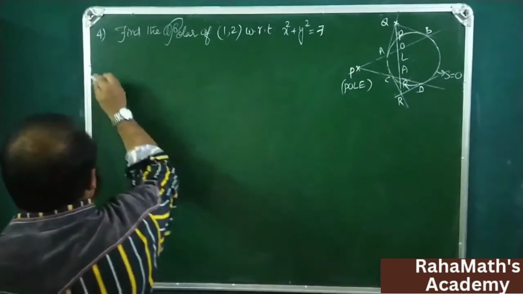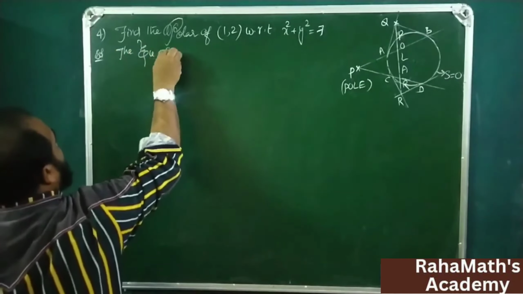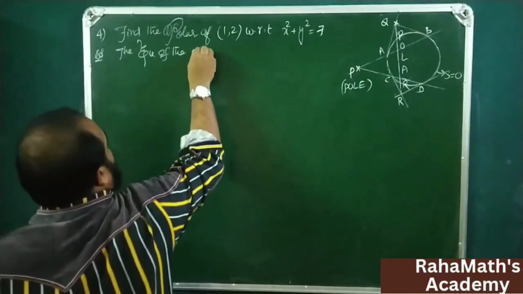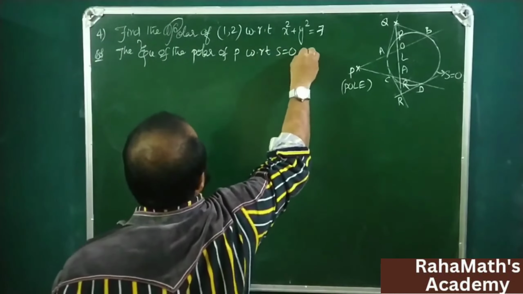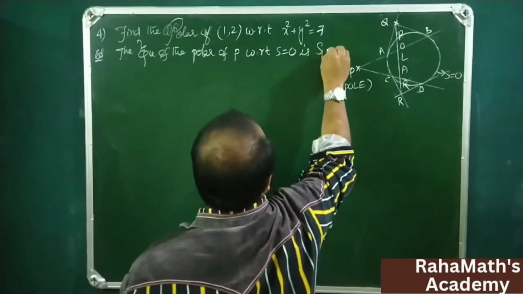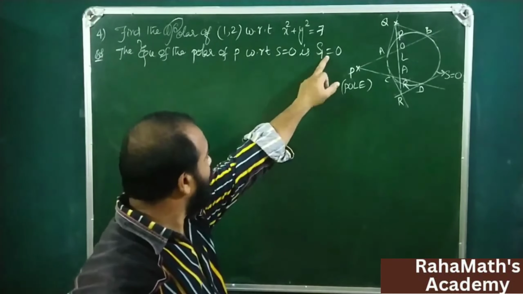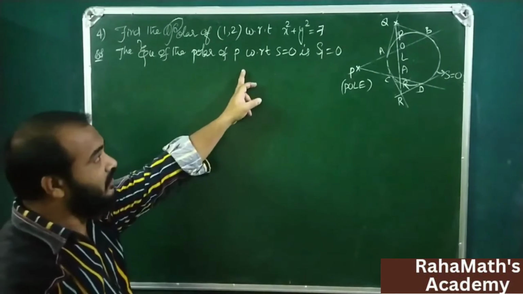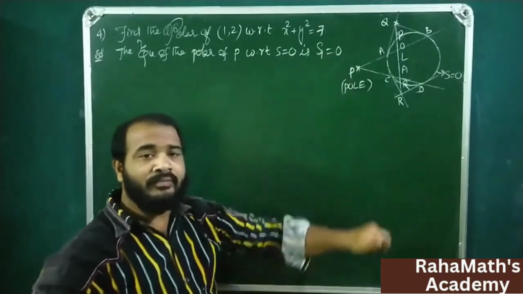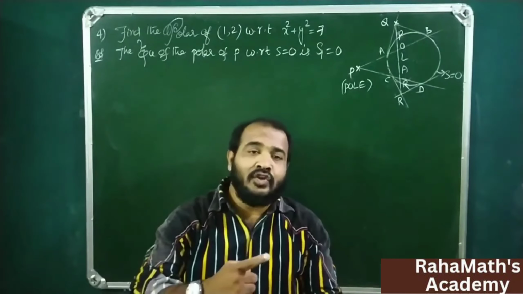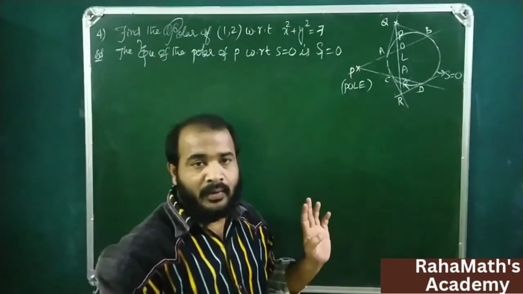So the solution. The equation of the polar of P with respect to circle S equals to 0 is again S1 equals to 0. The equation of the chord of contact is also S1 equals to 0. So the last, third problem we have discussed. And before that, in the second exercise, the equation of the tangent is also S1 equals to 0. Therefore, for the equation of the tangent, the equation of the chord of contact, and the equation of the polar, all are S1 equals to 0. But the point is different.